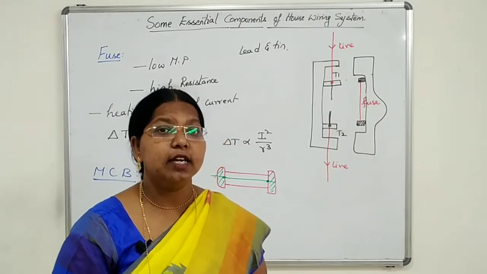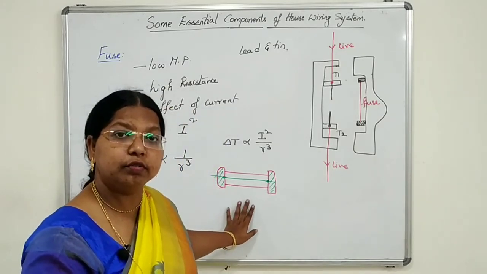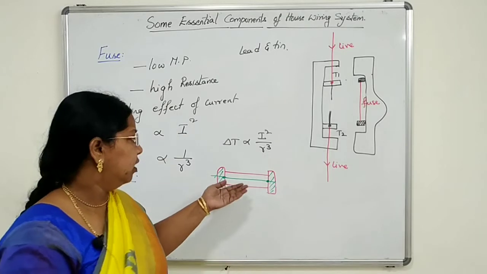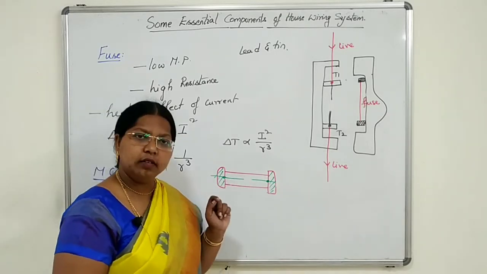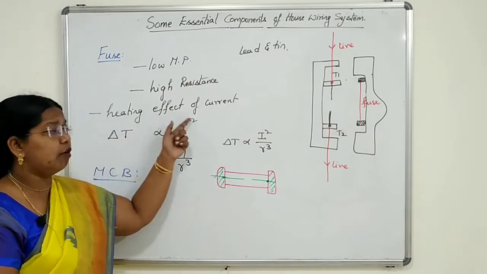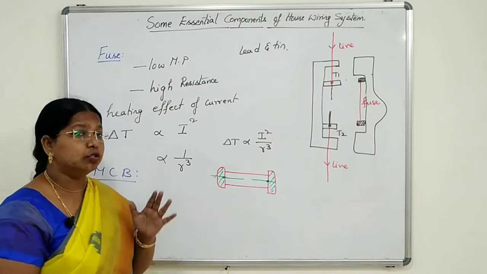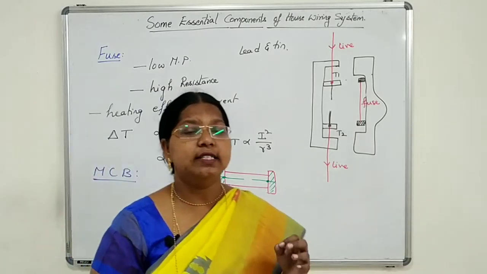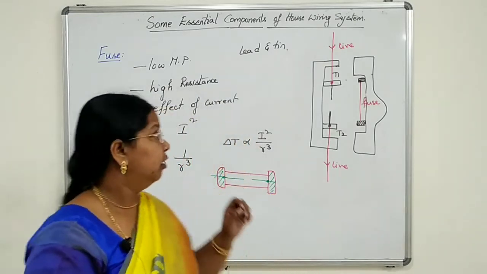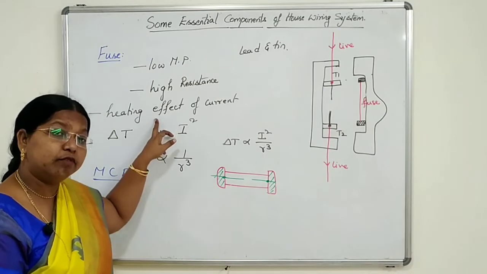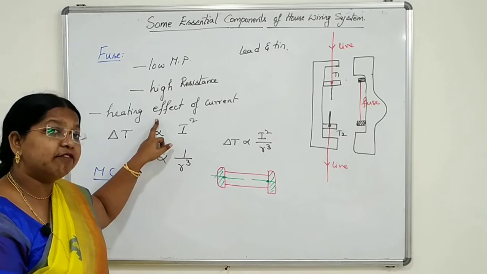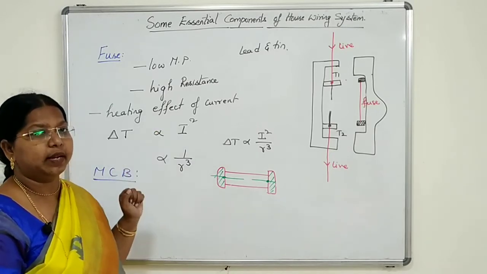Each appliance is connected with this cartridge fuse. If any fluctuations or heavy current flows through the line, then it will melt and break. That is the reason we already told that it works on the principle of heating effect of current. Clear students? So what is a fuse? A fuse is a safety device which works on the principle of heating effect of current. It melts and breaks when heavy current flows through it, when short circuits or fluctuations come up in the circuit. So it safeguards the circuit and also the appliance.